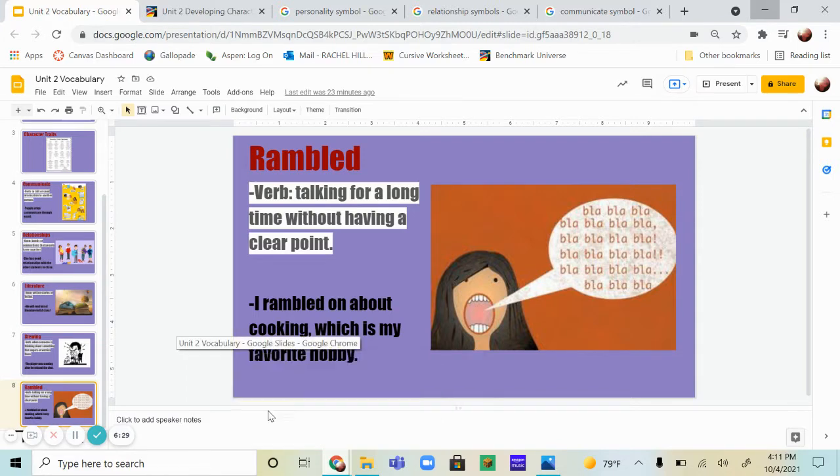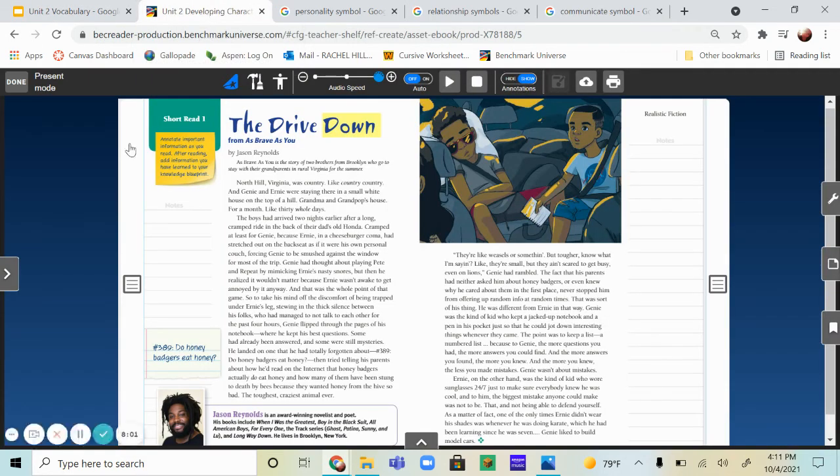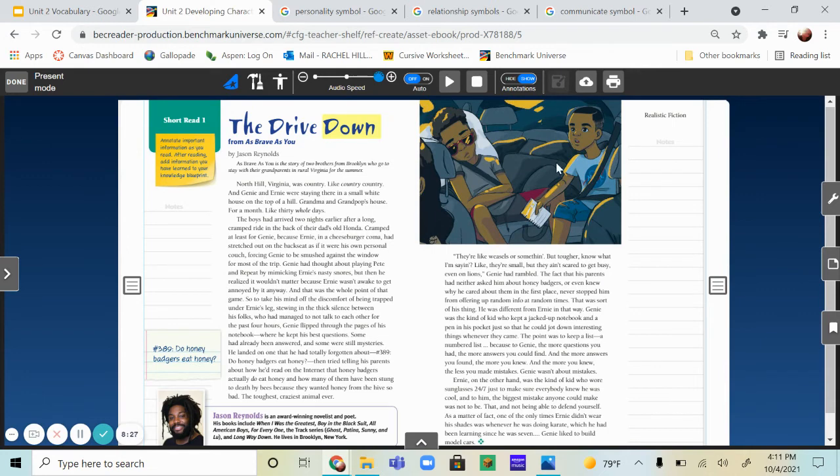So what I'm going to do is I'm going to show you kind of what that looks like within the text. So this is our story that we're reading today. It's called The Drive Down, and it's from a book called As Brave as You by Jason Reynolds. He's the same one that wrote the track series that I read to you all last week. So before I even start reading this, I can be making some inferences just based on the title. So it says The Drive Down, and I've got this picture here of some boys. It looks like in a car, in the back seat of a car.